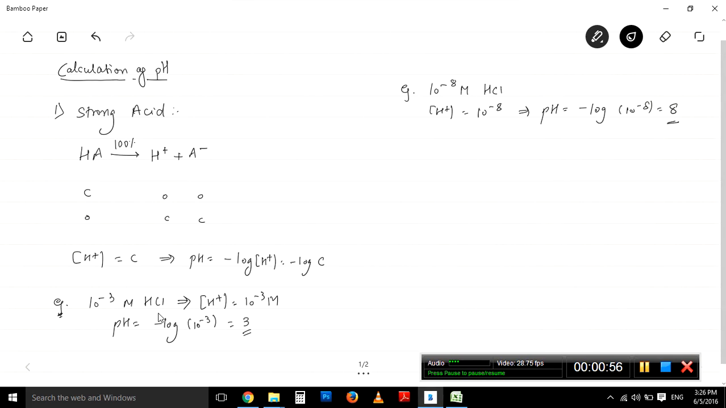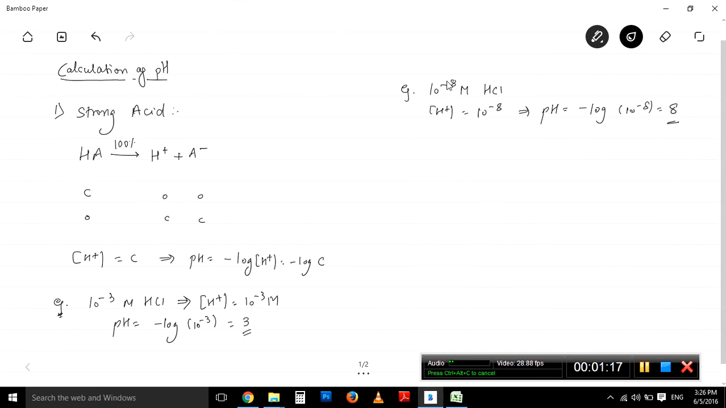and if you want to calculate its pH, then you can say HCl will dissociate into H+ and Cl-. Concentration of HCl is 10^-3. So concentration of H+ also will be 10^-3. And pH will be negative log of 10^-3, which becomes equal to 3.